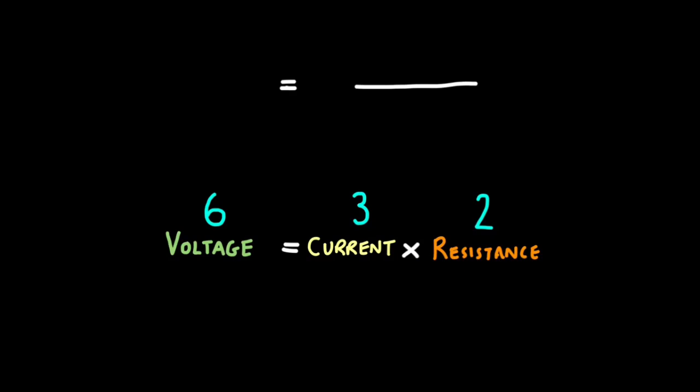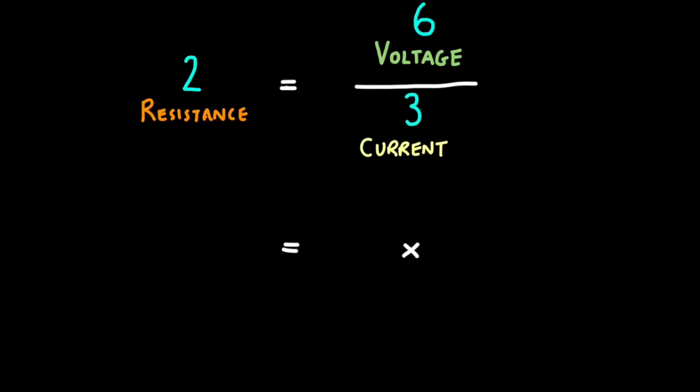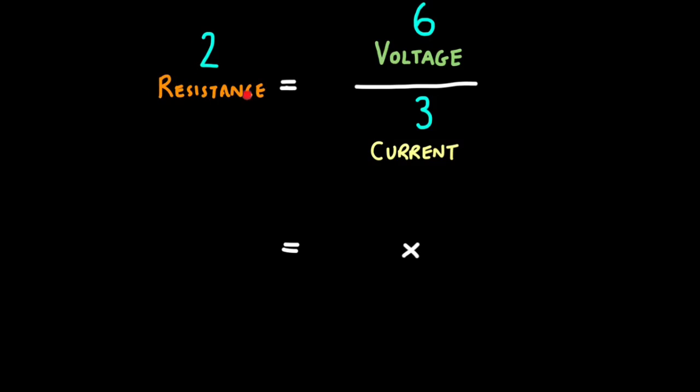So I wanted to work out resistance. So resistance is 2. What can I do to 6 and 3 to get 2? Well, I have to divide 6 by 3. So you can see that voltage divided by current will give you resistance. 6 divided by 3 equals 2.